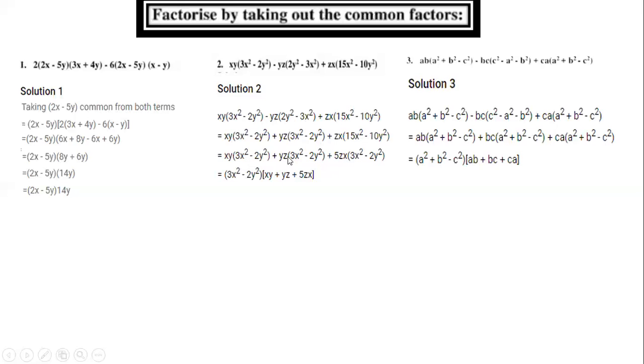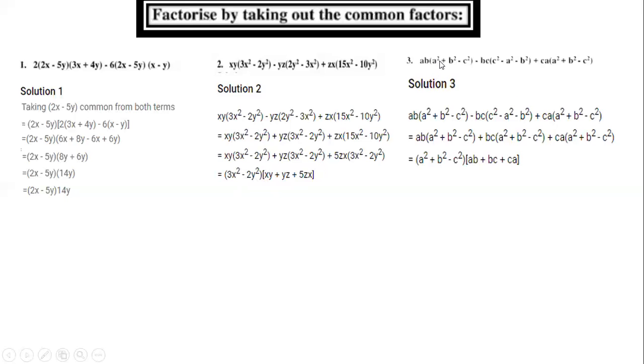Now see, we are having 3 terms. And in all these 3 terms, 3x² − 2y² is common. So take out that factor. So we are left only with 3x² − 2y² outside the bracket and (xy + yz + 5zx). This is your answer.